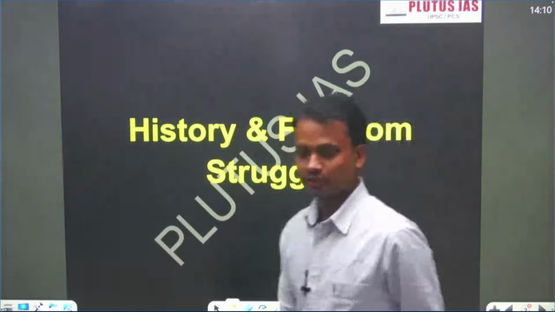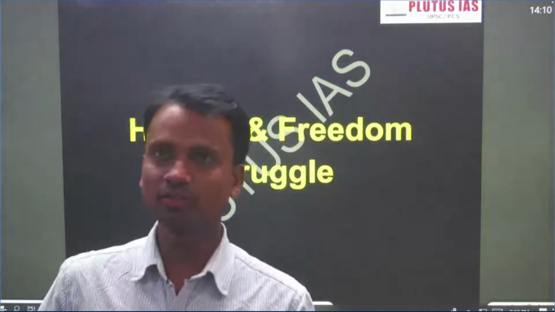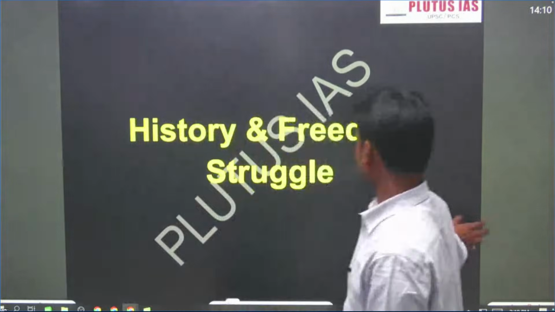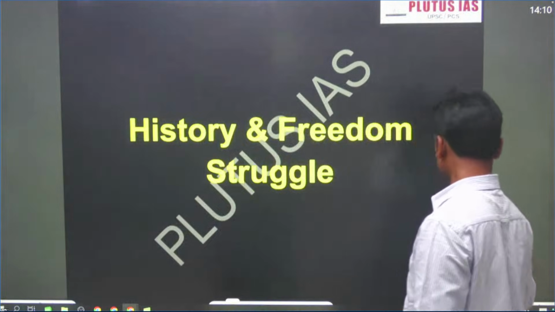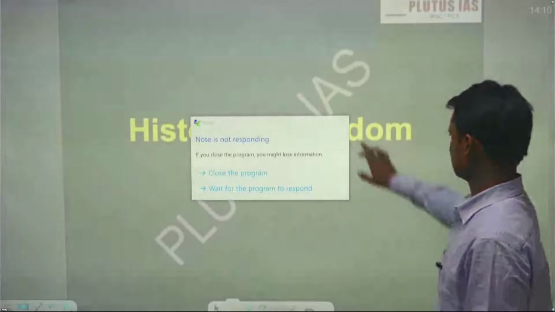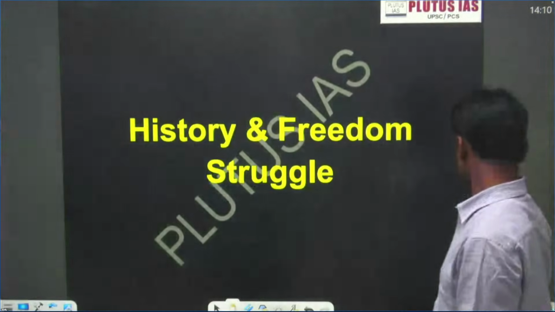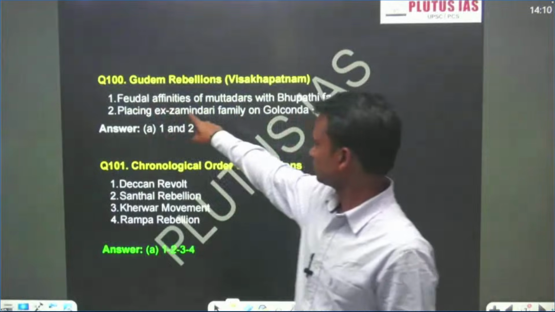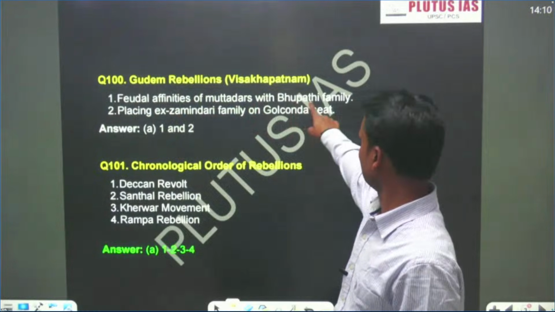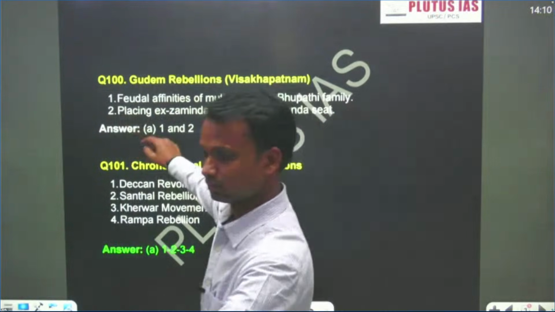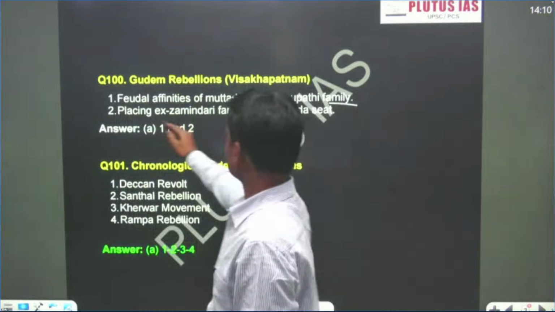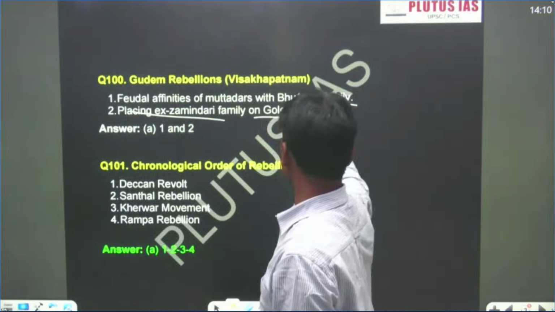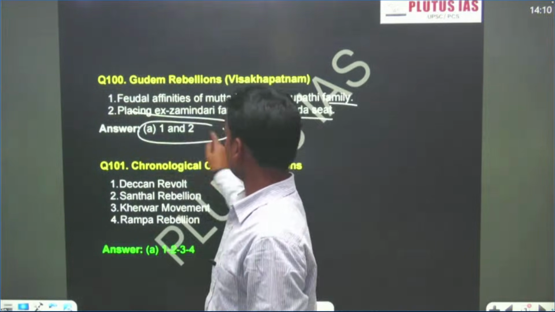Hello students, today I am going to tell the EPFO analysis. Now the part of history and freedom struggles. First slide. Gond rebellion, Visakhapatnam. There was a feudal affinity of the Muttadar with the Bhupati families and placing the ex-Zamindar family on the Golconda. The answer was first and second.